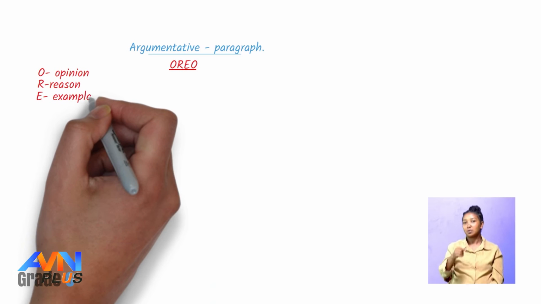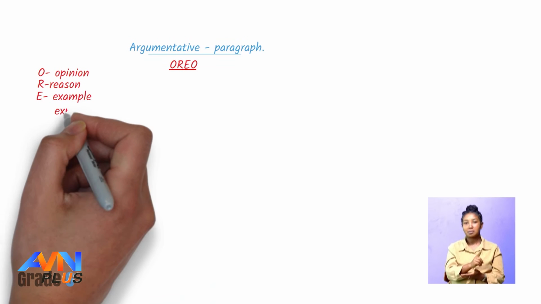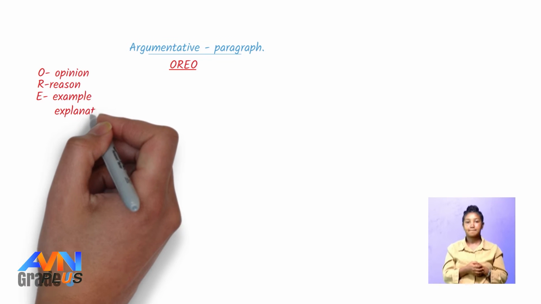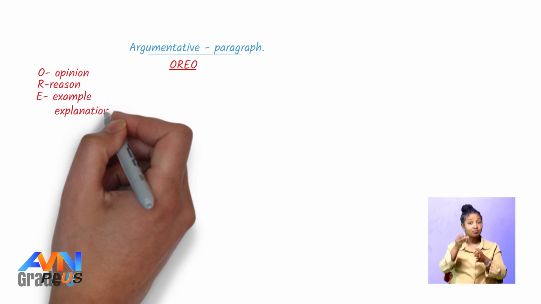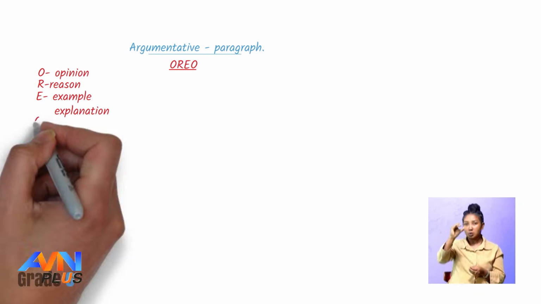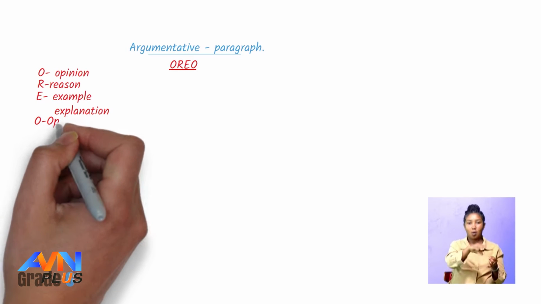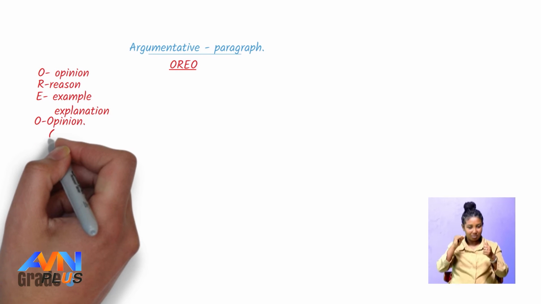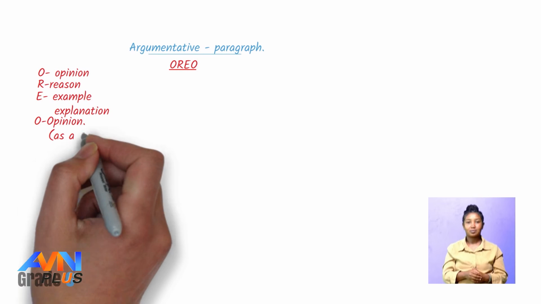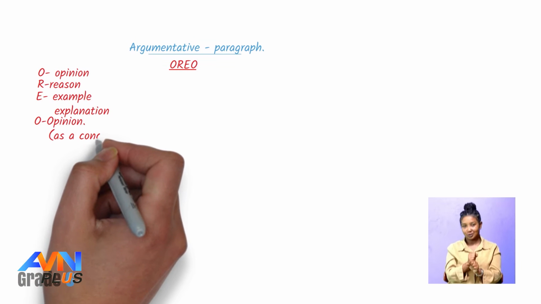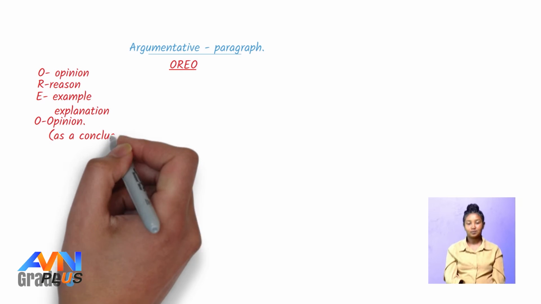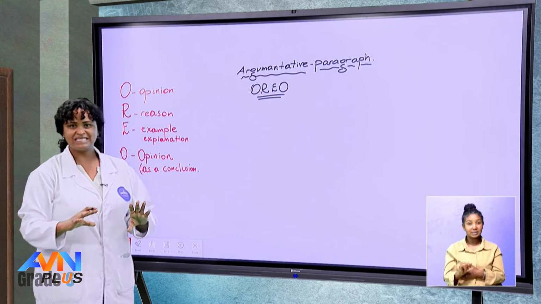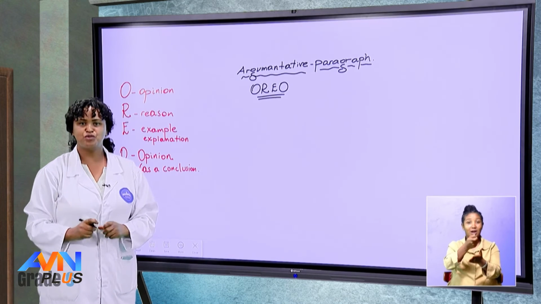Or we can take E as more illustration, or we can take it like explanation. Under your explanation, don't forget, you can add scholarly views. And let's go. The last one. It says O, which means opinion again. Opinion, which means as a conclusion. Okay? This is the simplest technique of writing an argumentative paragraph.